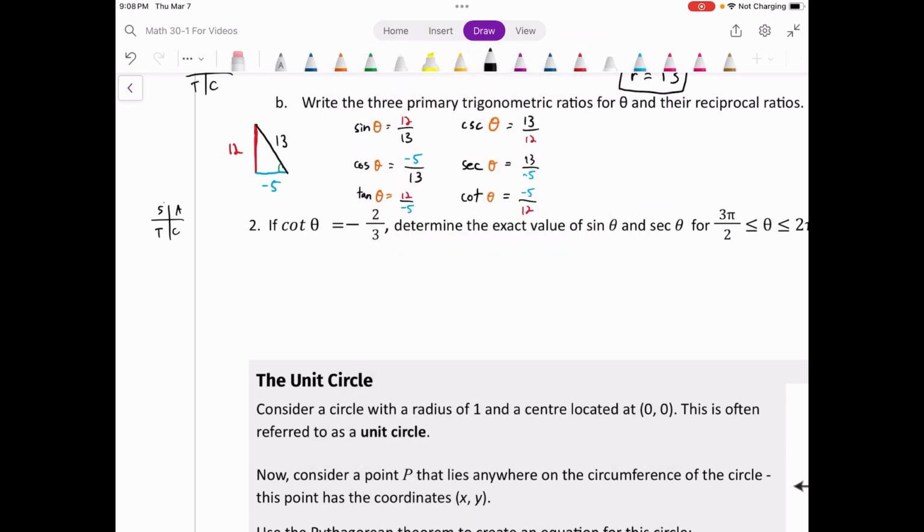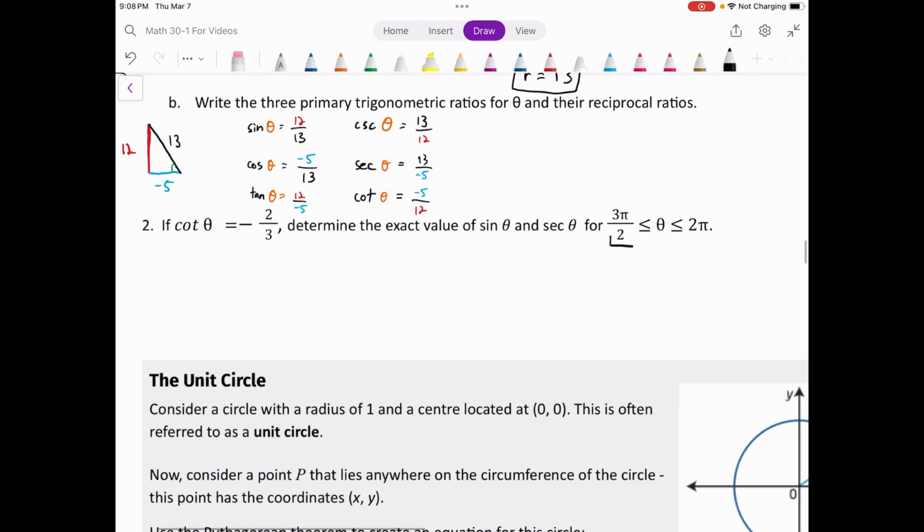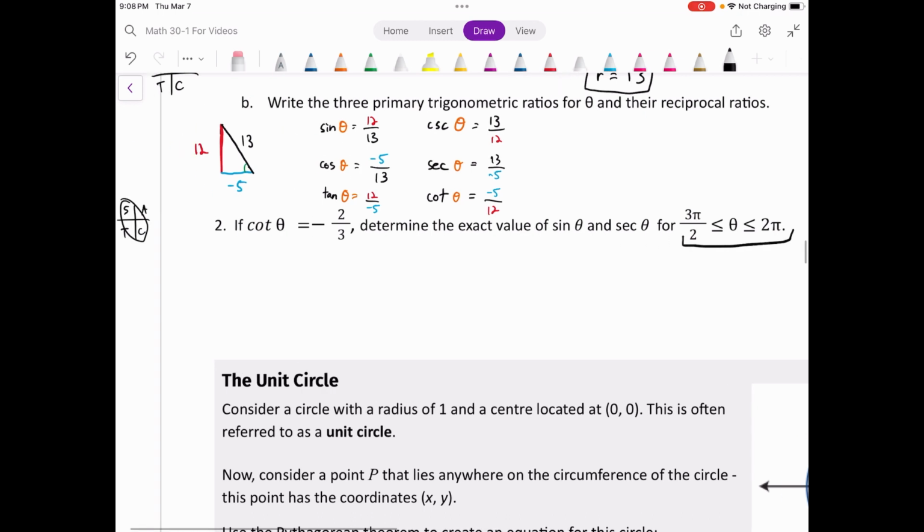So there are two places where tan would be negative. So technically, we would have to give 2 answers for sine and 2 answers for secant, one each in quadrants 2 and 4. However, they've limited our domain here. So we're between 3 pi over 2 and 2 pi. Well, where is that? Let's think.